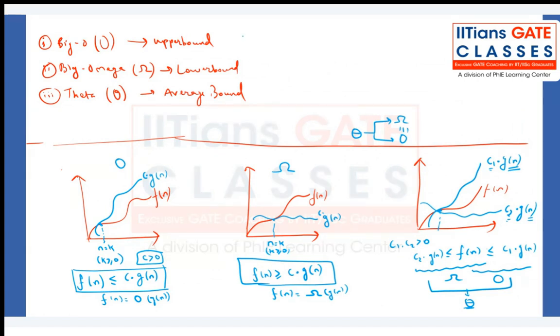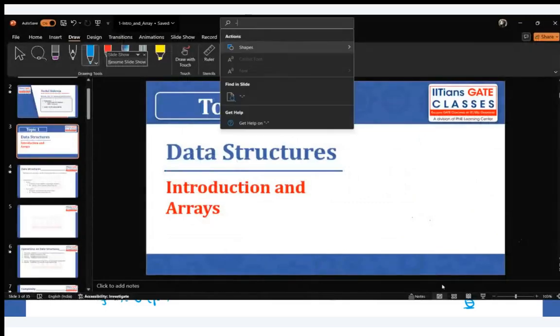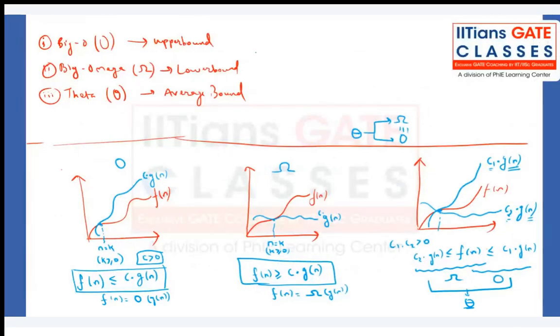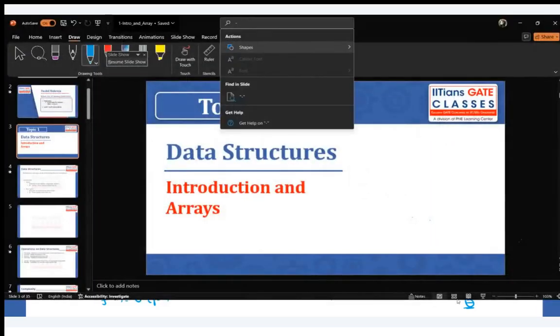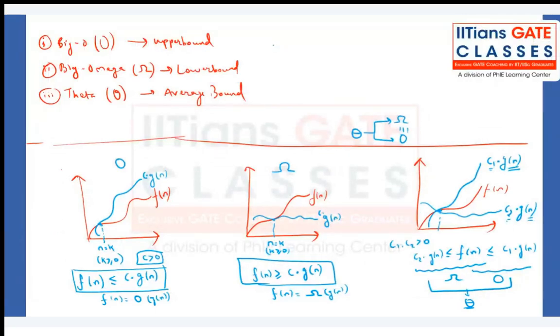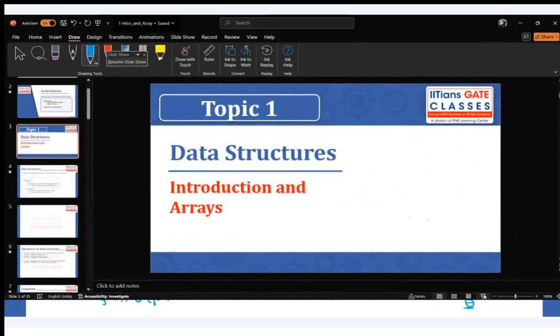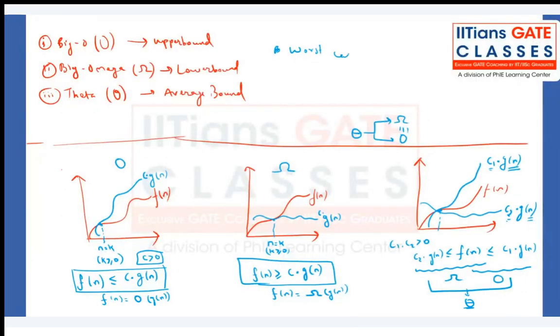Suppose you look at any algorithm and you want to analyze it. So you would use your big O notation. In the worst case, you will be using big O notation, omega you will be using for the best case, and theta you will be using for your average case.